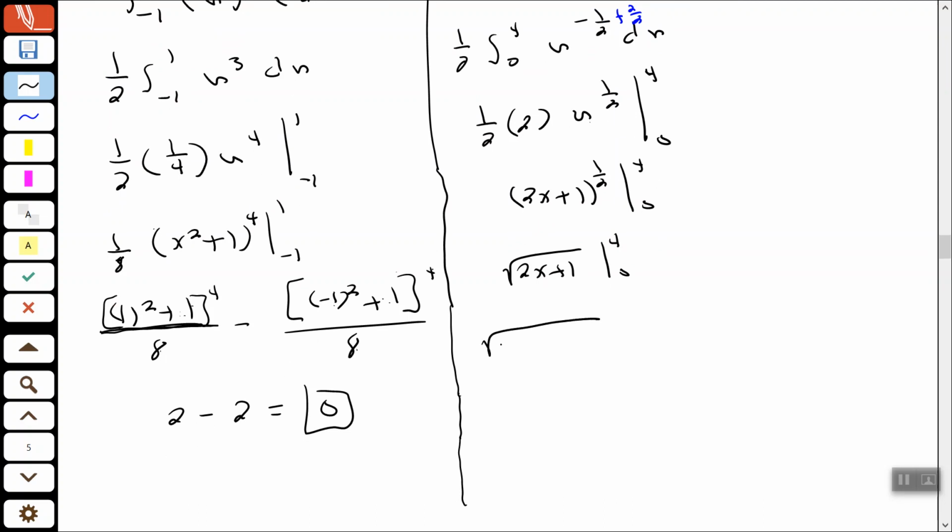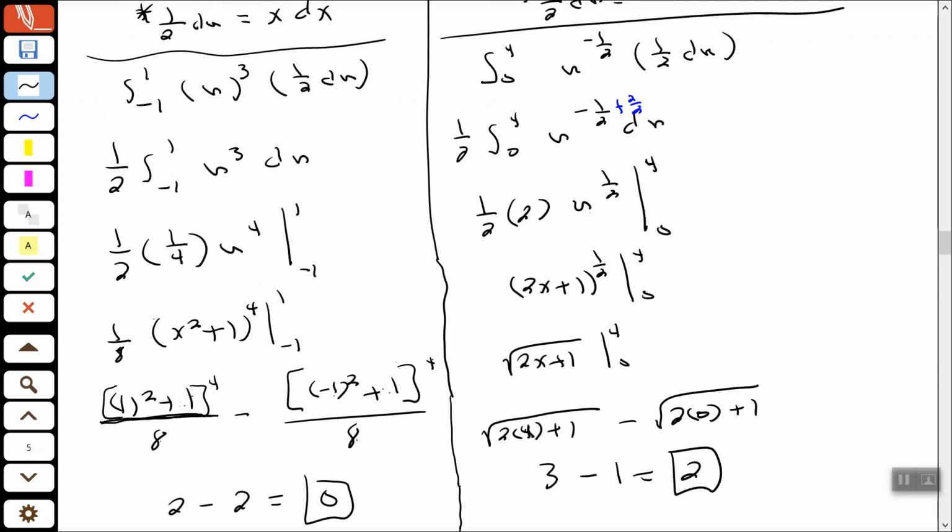So the square root of 2 times 4 plus 1 minus the square root of 2 times 0 plus 1. 2 times 4 is 8, plus 1 is 9. The square root of 9 is 3, and 2 times 0 is 0, plus 1. Square root of 1 is 1. So the definite integral equals 2.